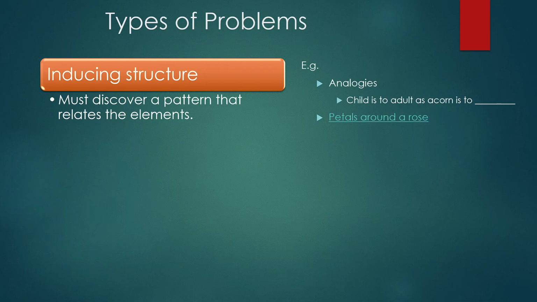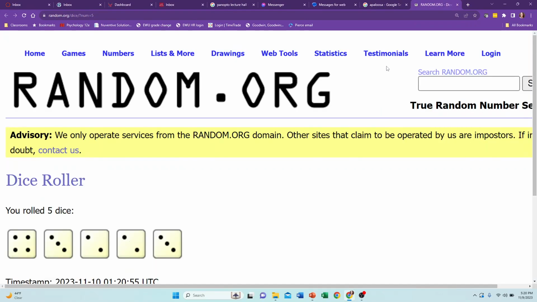I want to try something else, and you're going to be playing this by yourself. So there's no one to see your solutions or your attempt to solve things. We're going to play a little game called Petals Around a Rose.